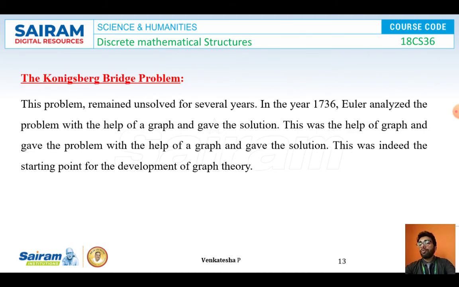So next one is the important one, that is the Königsberg bridge problem. Actually, this problem had been unsolved for many years. This problem was posed in the year 1736 and was solved by Euler with the help of graph theory concepts, and he gave the solution also.